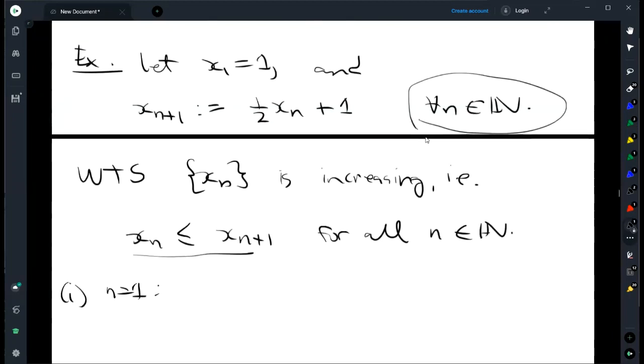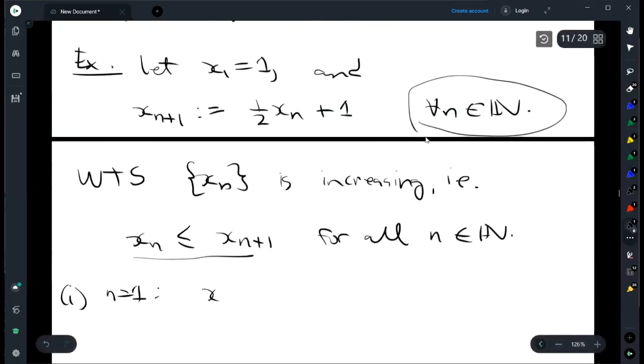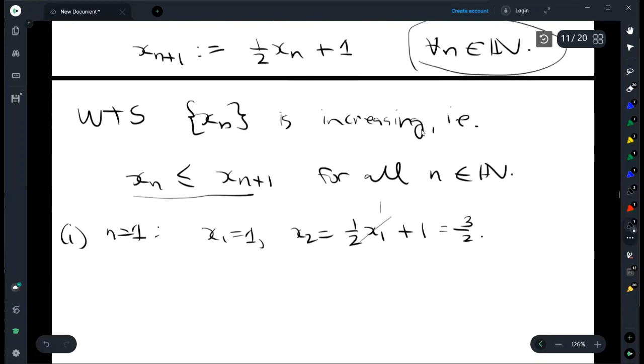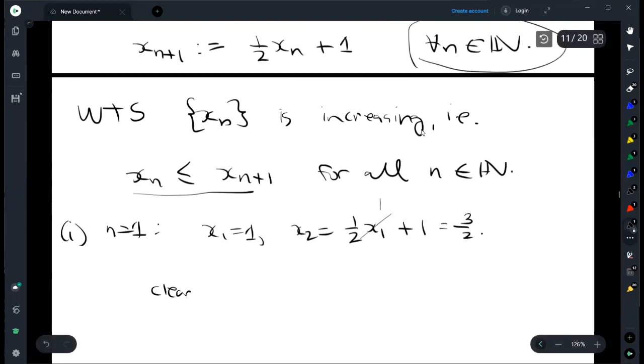So first, by definition, we let x1 be equal to 1. Let's compute x sub 2. By that definition it is equal to 1/2 times x1 plus 1, which is equal to 3/2. And clearly, x1 is less than or equal to x2. Then the statement is true for n equal to 1.